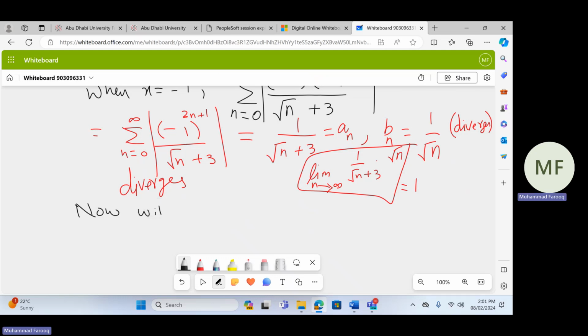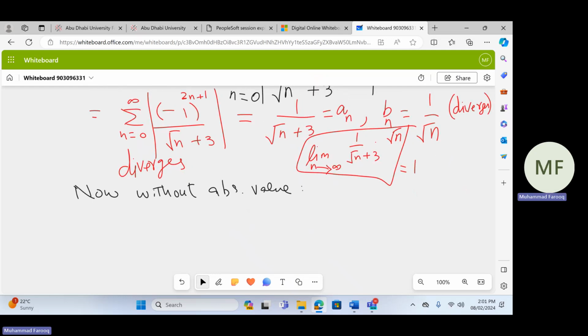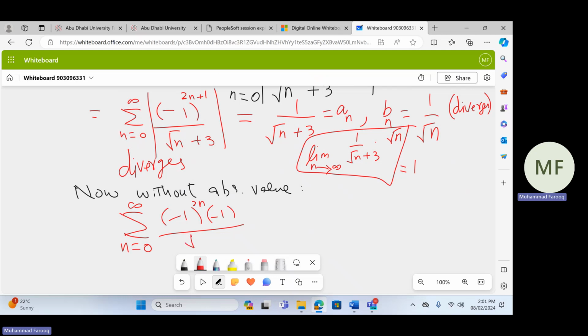Now, without absolute value. Please remove the absolute value. Sigma n equals 0 to infinity, negative... minus 1. Can I break it like that, which I did before? And divide by square root of n plus 3. Okay, right.